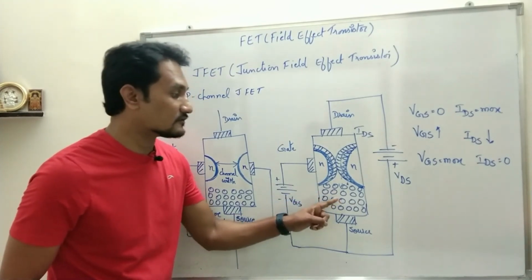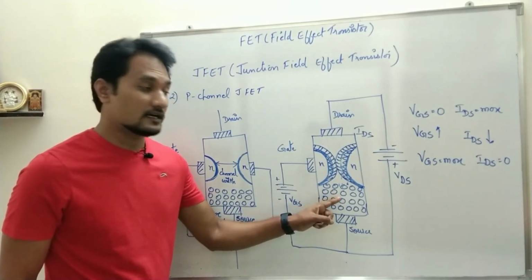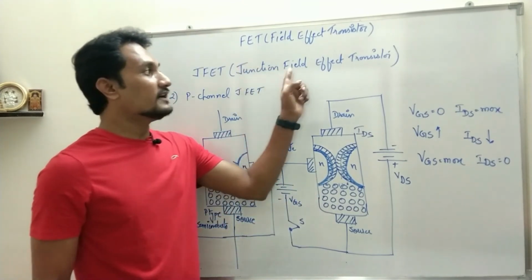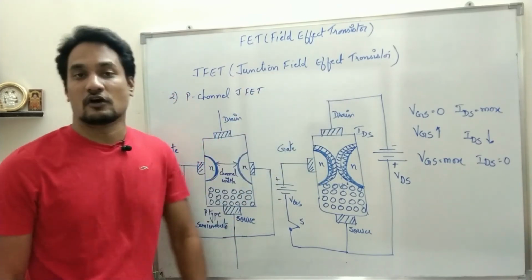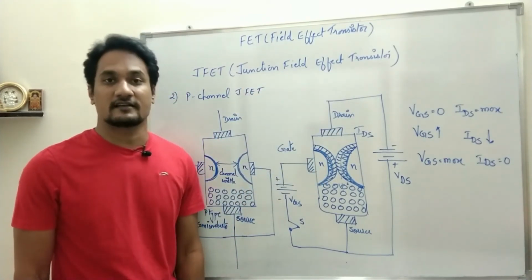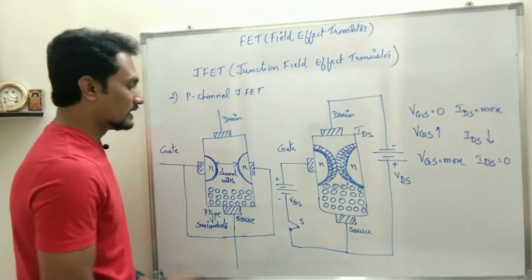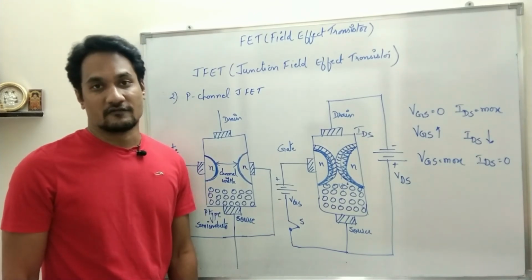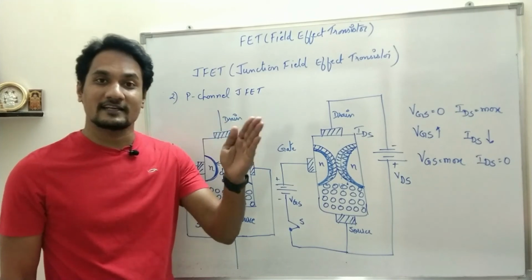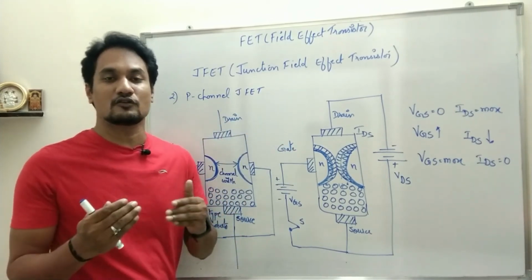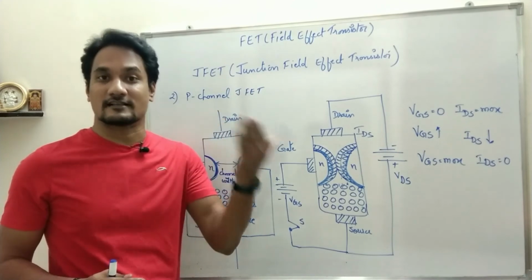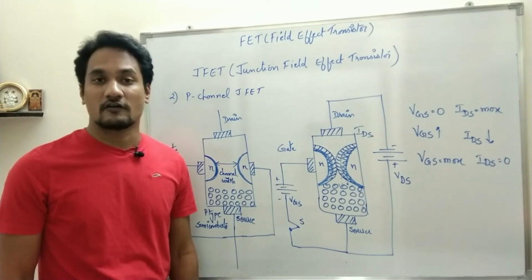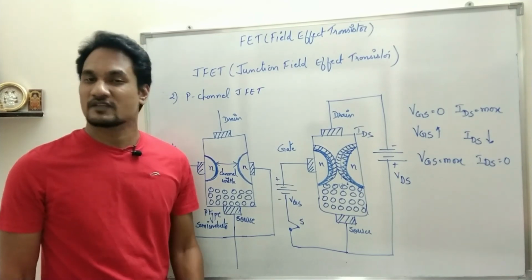So the current which is flowing in the transistor is controlled by the external field which has been applied. Therefore it is called a field effect transistor, and this type specifically is called a junction field effect transistor. So this is the construction and working of the P channel JFET. Now when you correlate N channel and P channel, it becomes very easy to understand how exactly we construct a JFET and what the working of that particular JFET is. It is very, very simple.